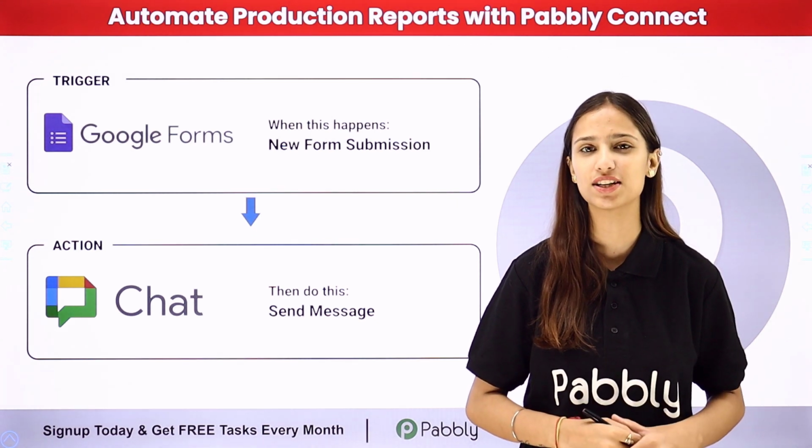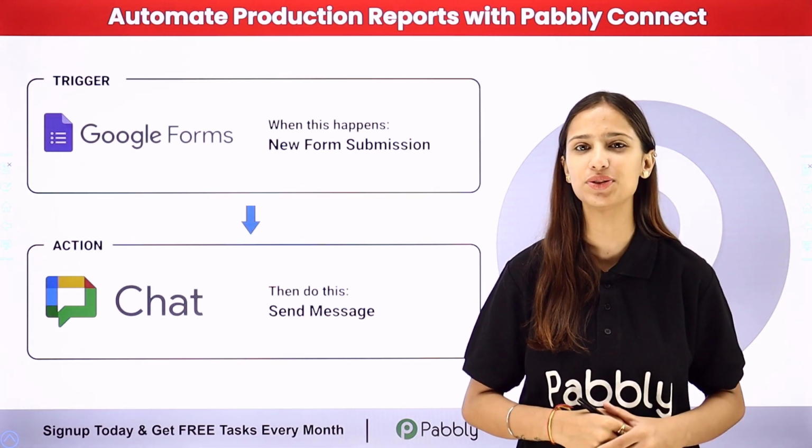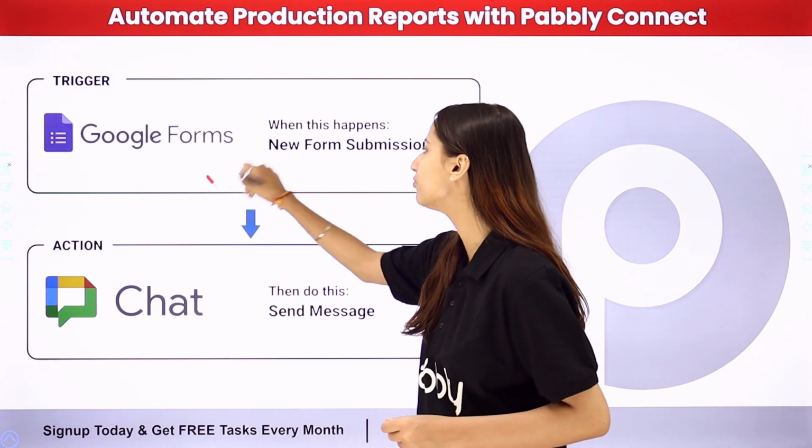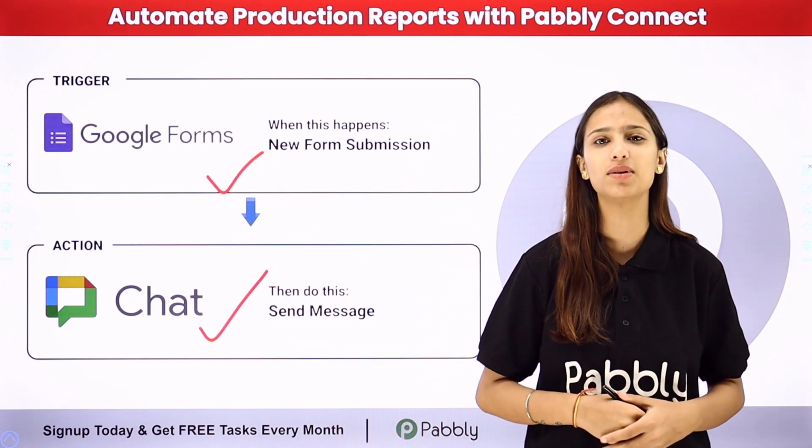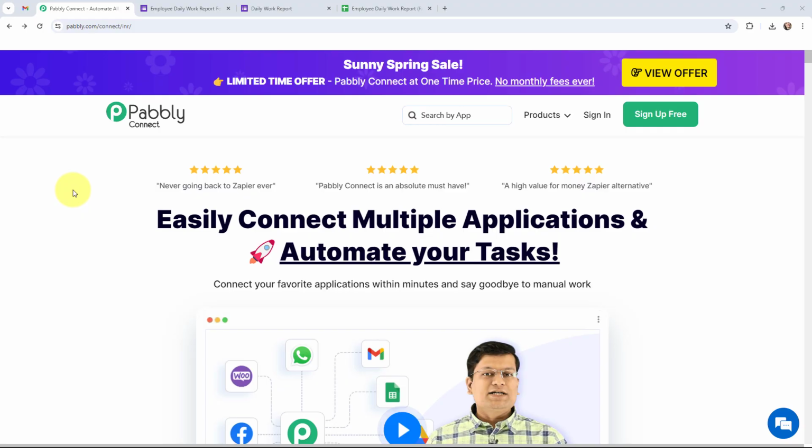Pabbly Connect follows the concept of trigger and action. Here, my trigger application will be Google Forms and my action application will be Google Chat. So if you want to learn more about this, follow me through the screen. In this video, we will understand how to automate production reports with Pabbly Connect.